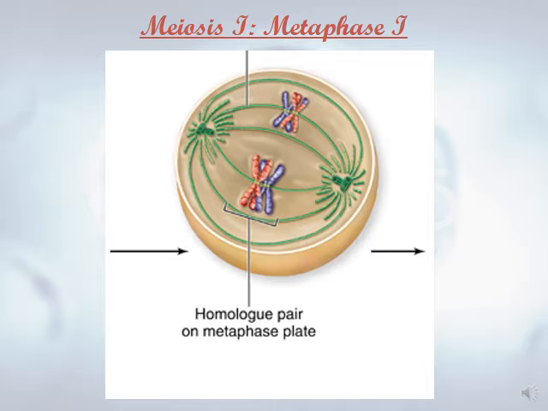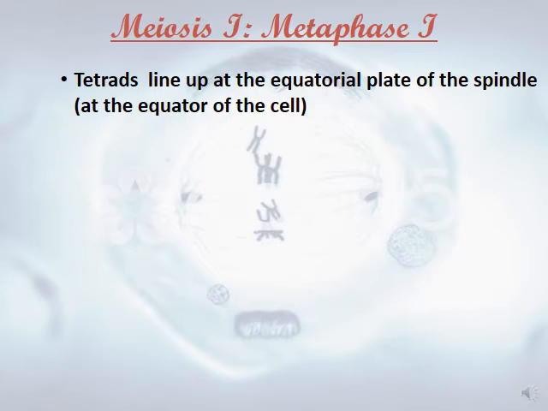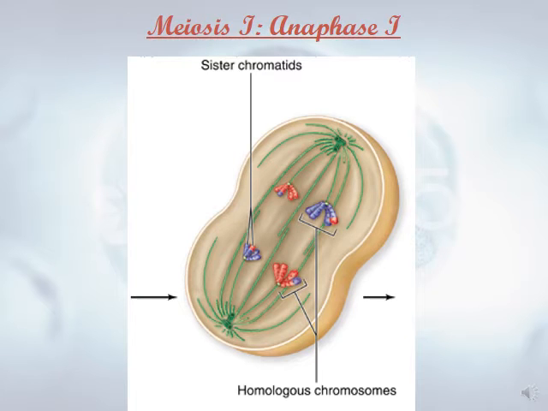Let's move now to metaphase 1. What happens during metaphase 1? We don't have single chromosomes lining up; we have tetrads. They line up at the equatorial plate of the spindle fiber, at the equator of the cell. Let's move now to anaphase 1.